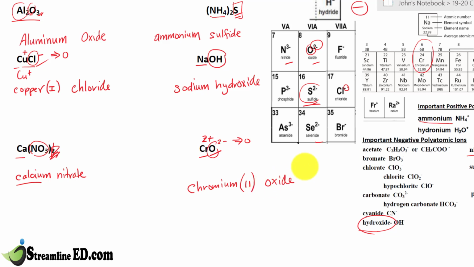And that is how you name an ionic compound using your periodic table and what you already know about the naming of negative ions, as well as the list of polyatomic ions. And that's the reason why you need to be familiar with the names of the polyatomic ions before you can actually name any ionic compound.